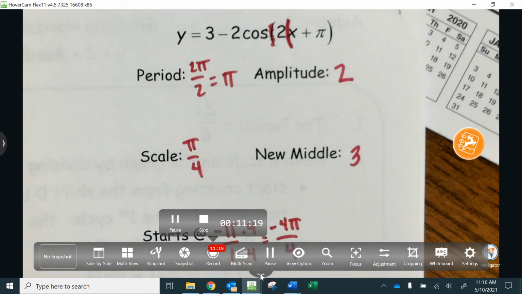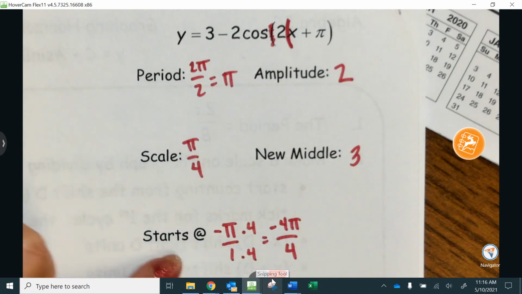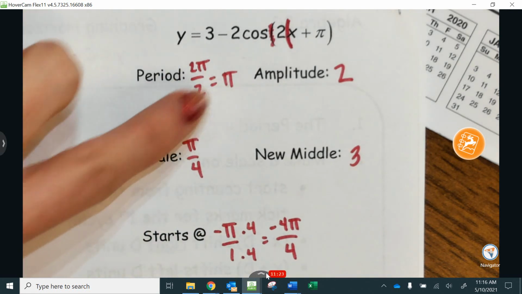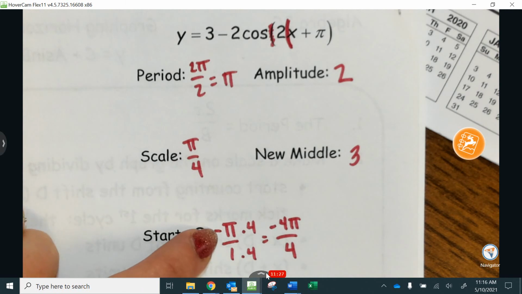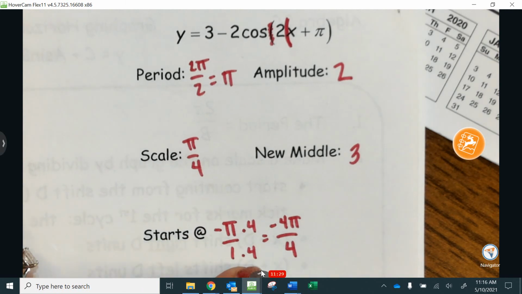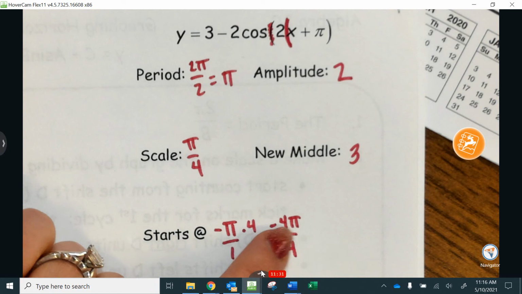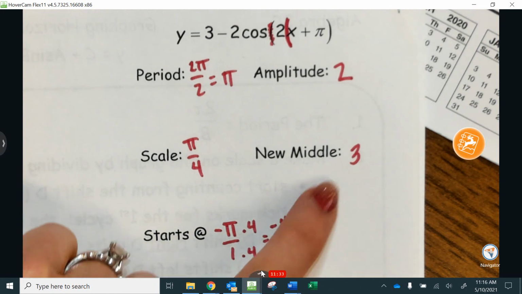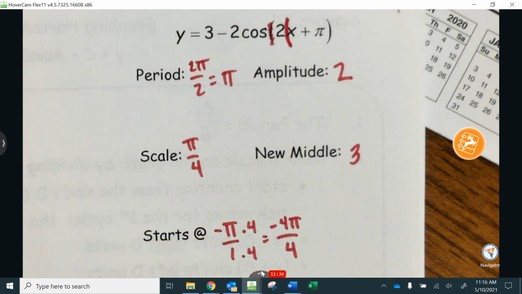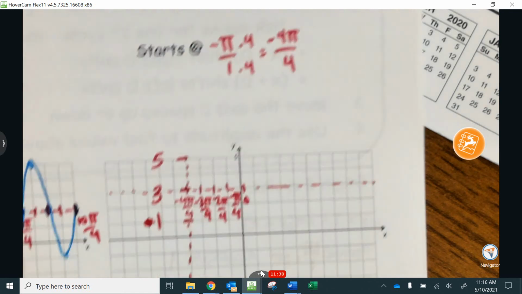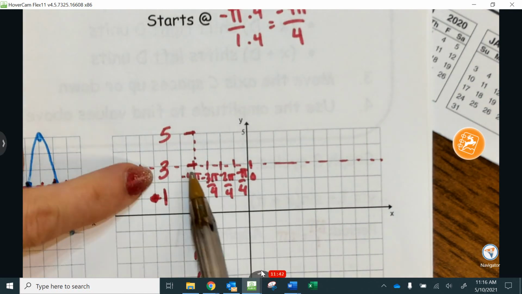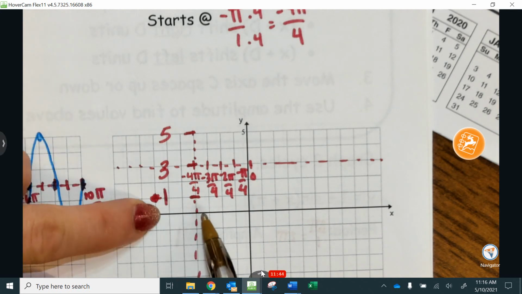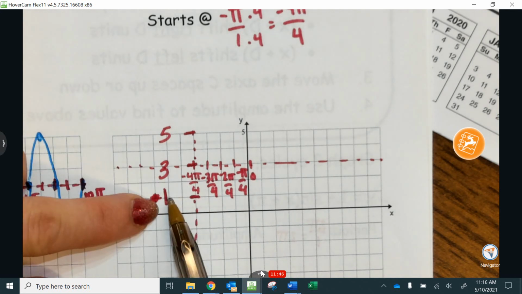Alright, so here is my work at the beginning. My period is pi, my scale is pi over 4, and I start at negative pi, which means I have to multiply it by 4 top and bottom, so I can get negative 4 pi over 4. My new middle is 3, and my amplitude is 2. So here's how I set it up. My new middle is 3. I go up 2, down 2. So go up to 5, down to 1.